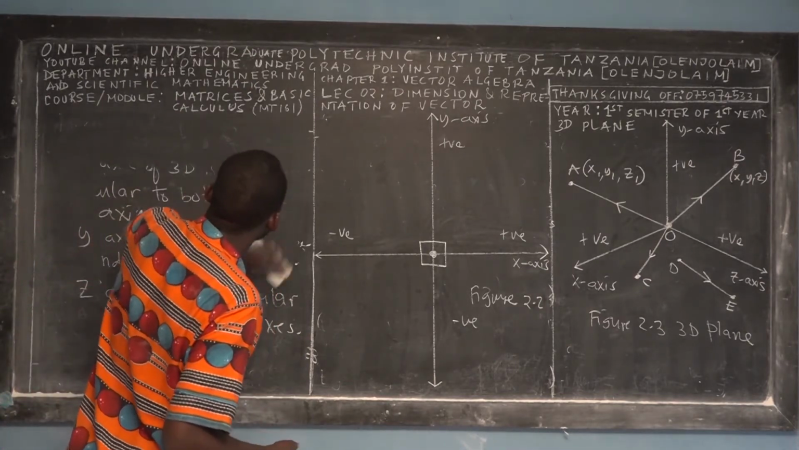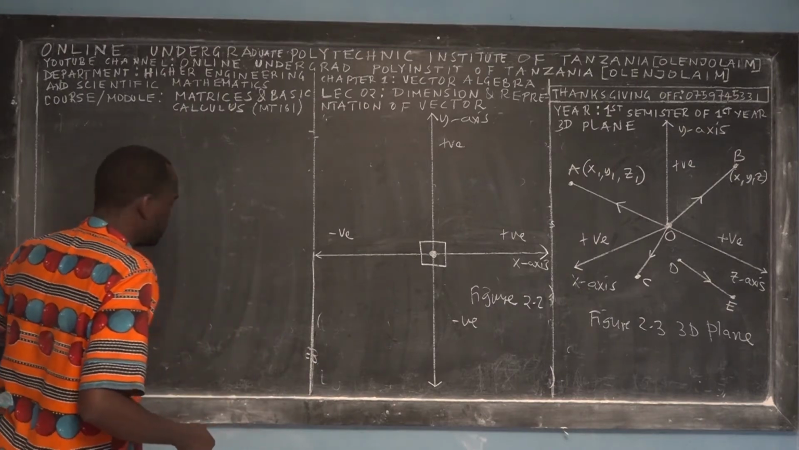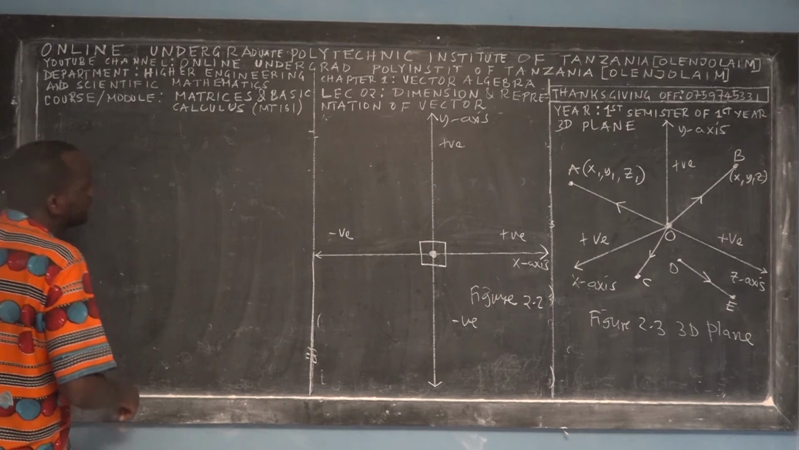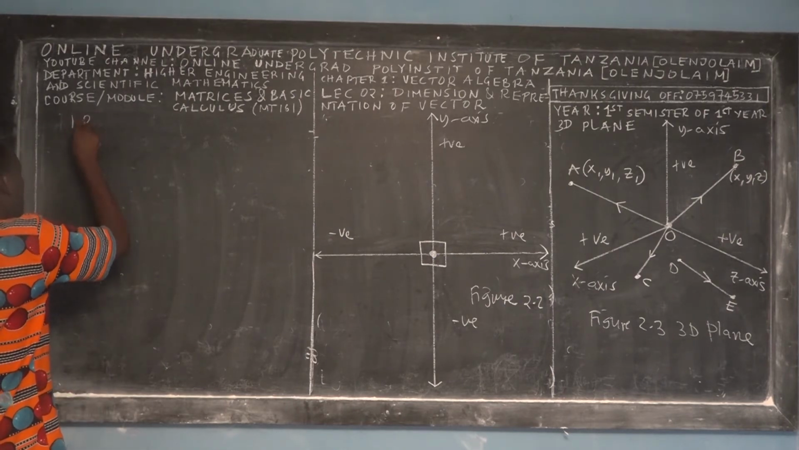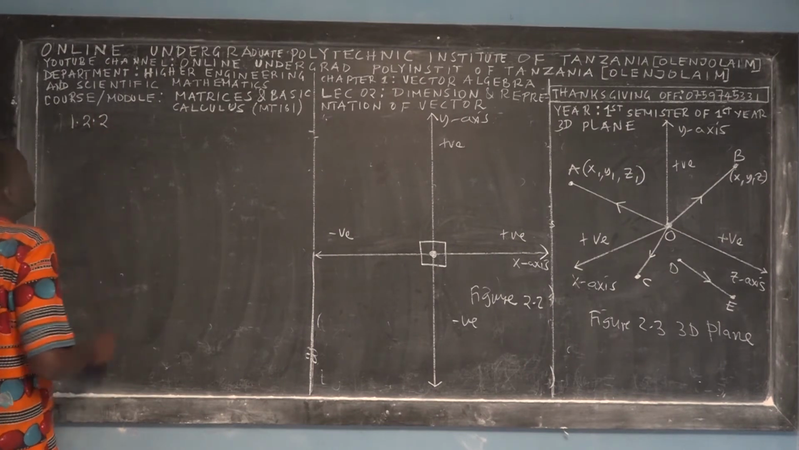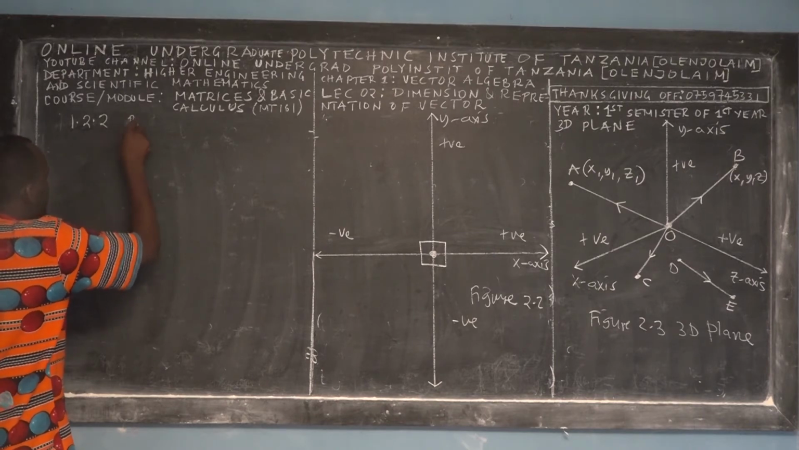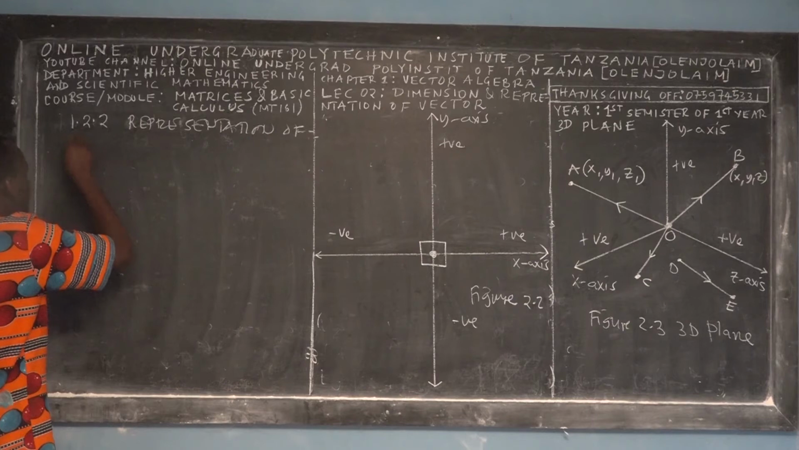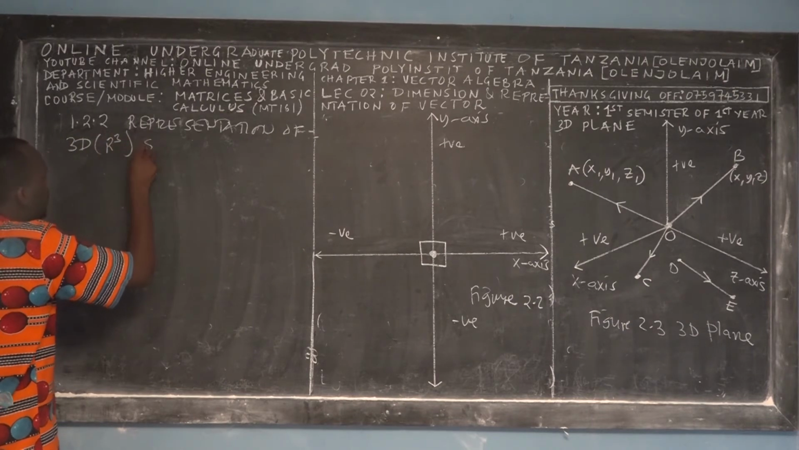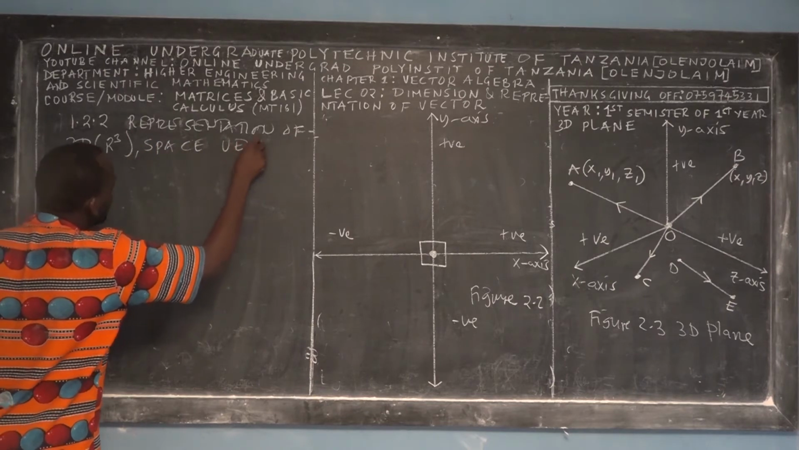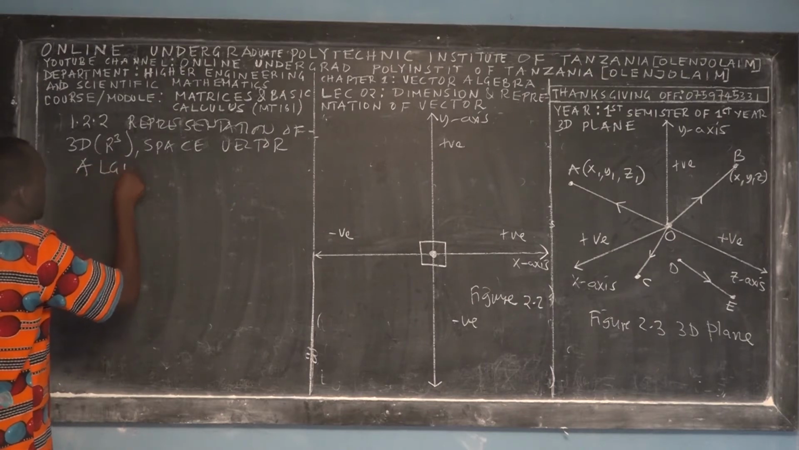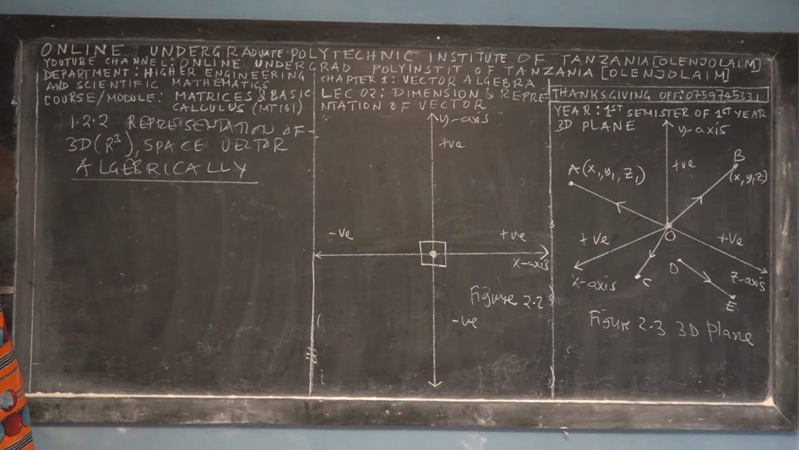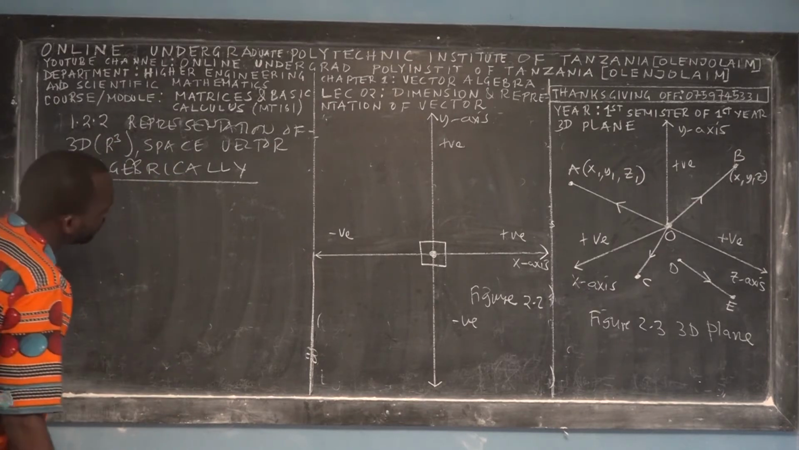It's a little bit of a challenge, but you have to be familiar with these. Okay, so the second way of representing a 3D or three-dimensional vector, 1.2, is algebraically. The representation of a three-dimensional, R cubed, or space vector algebraically.